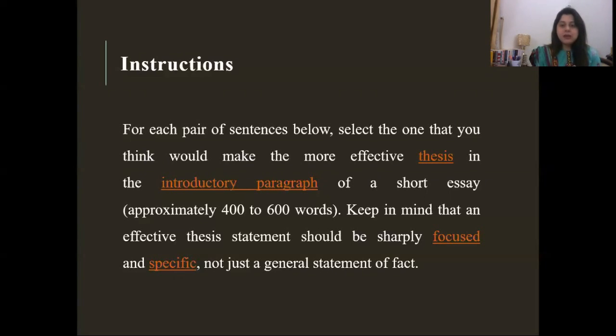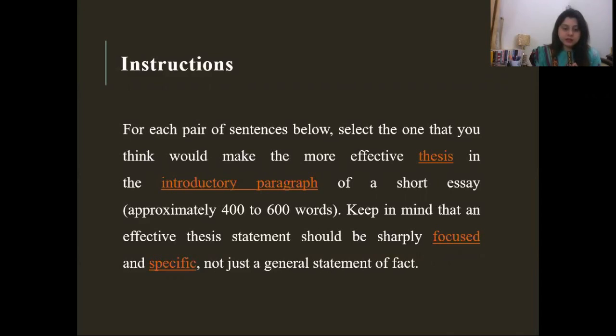Besides that, a very important thing that we have discussed with specific reference to essay writing is thesis statement. So we have discussed that a thesis statement presents your entire stance or your point of view. It's the entire gist of your essay.